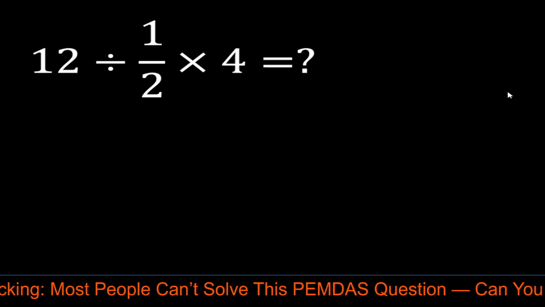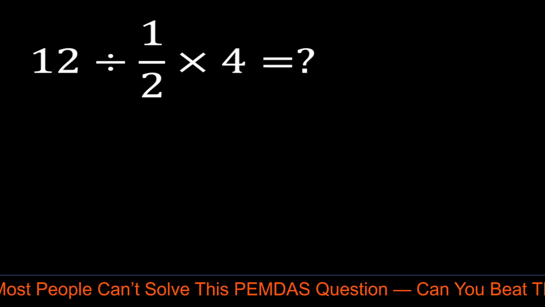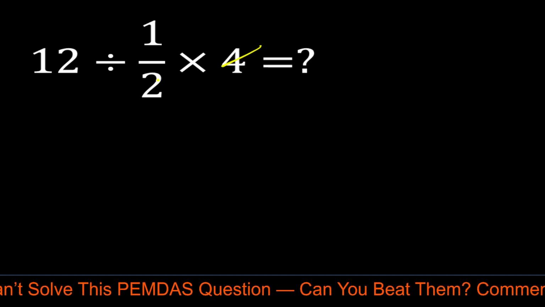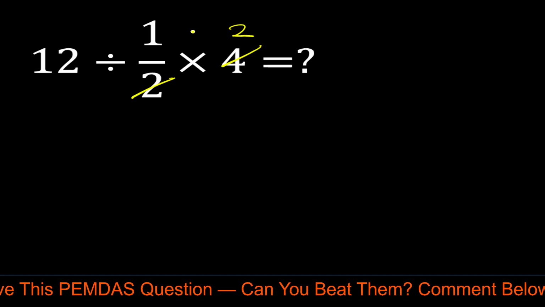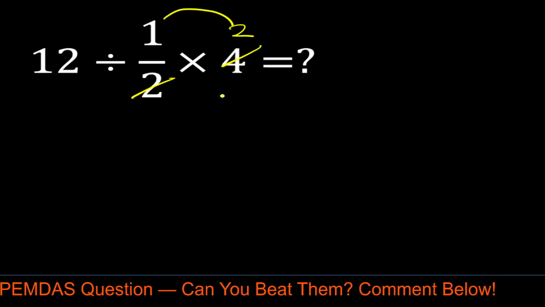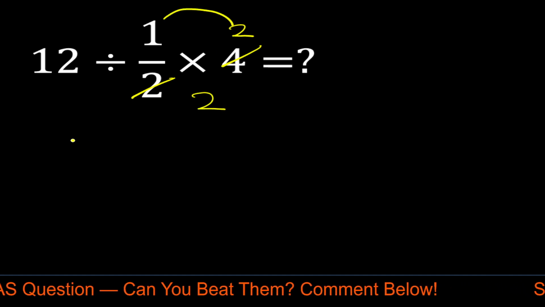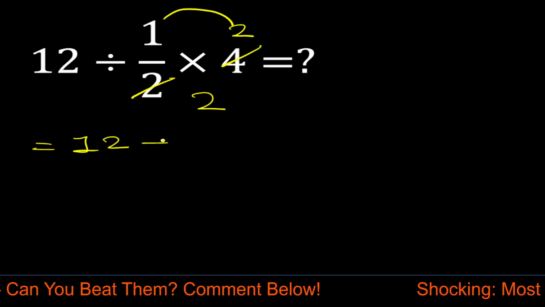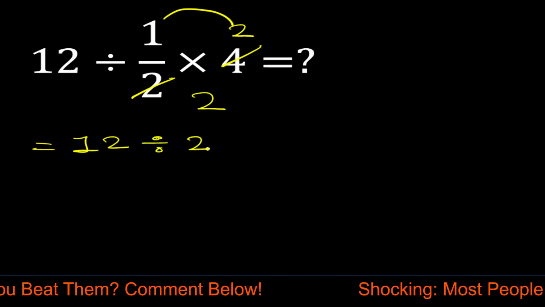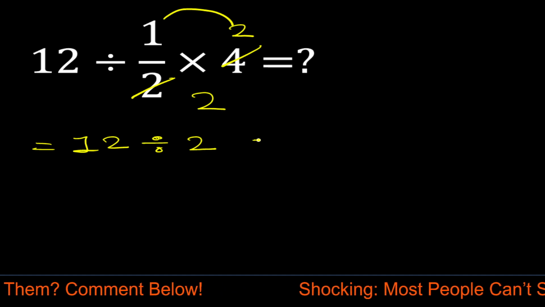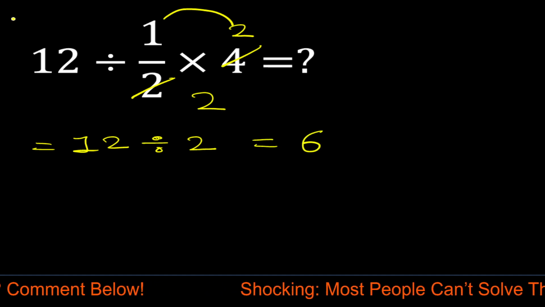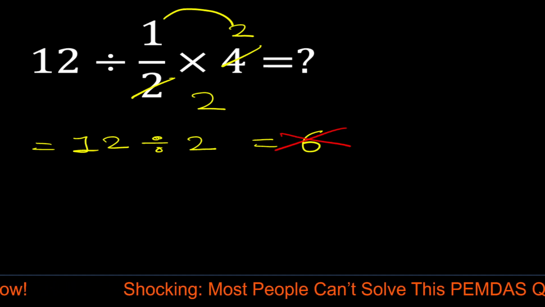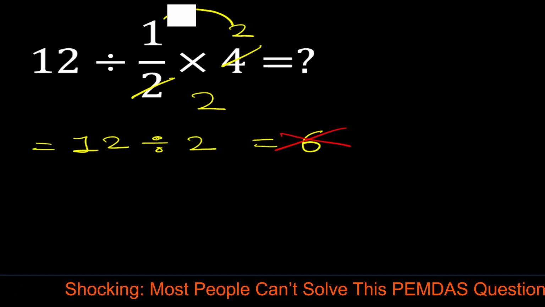So most people solve this question like cancel this 4 by 2, right? So 2. Now 1 times 2 is equal to 2. So now 12 divided by 2, right? So 12 divided by 2 is equal to 6. But this answer is not correct. This answer is completely wrong.